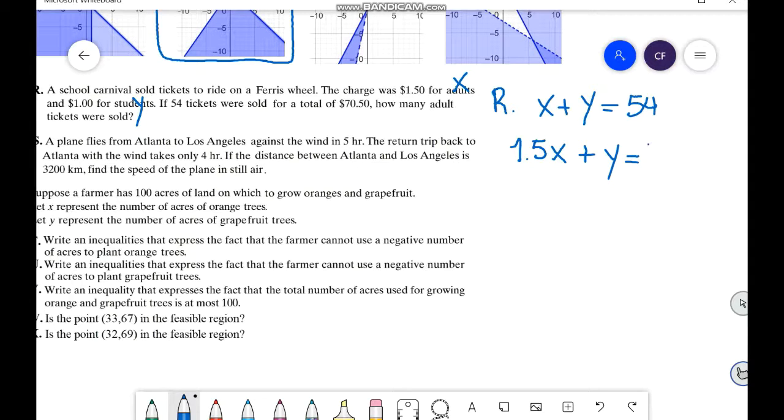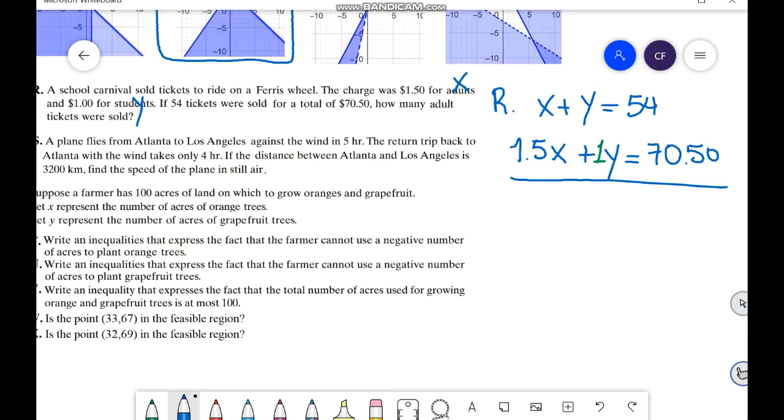The total amount they collected, $70.50. Remember that we have here 1, right? $1. You have the system of linear equations. You can solve. You can use graphing method or substitution method. I will show here how to solve using addition method. I like the addition method. Let's solve using addition method.